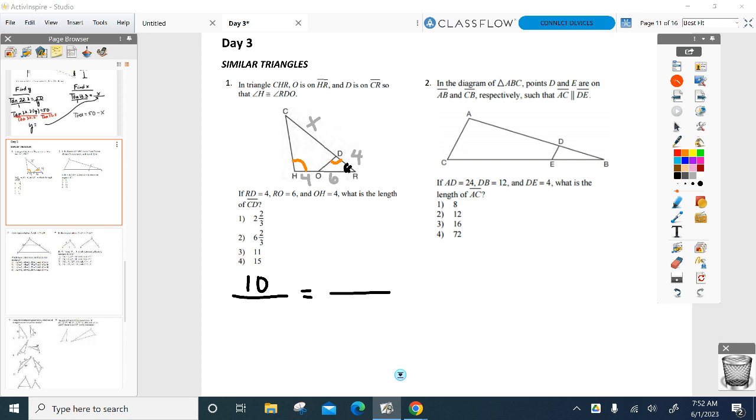All right, so I see HR is in between my 2 congruent angles. So I look for the side in between the 2 congruent angles in the smaller triangle. And what's that size? 4. Okay, so use your angles to your advantage, to where they're positioned in the sides.